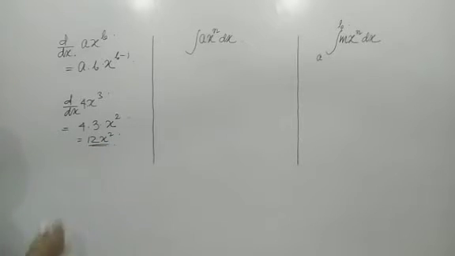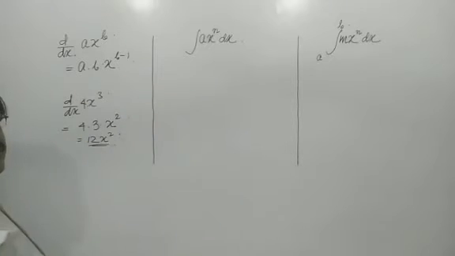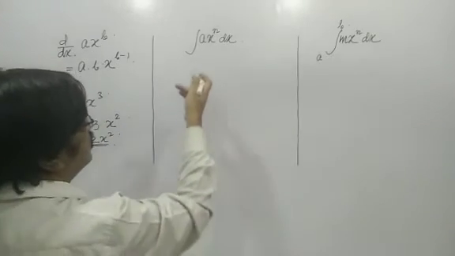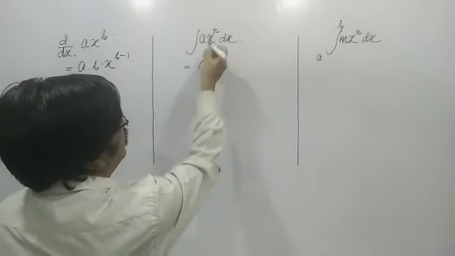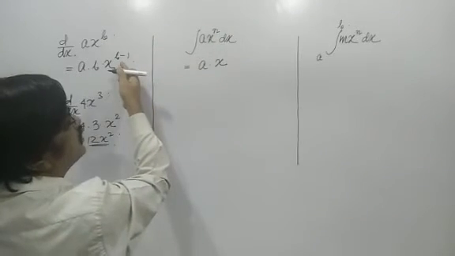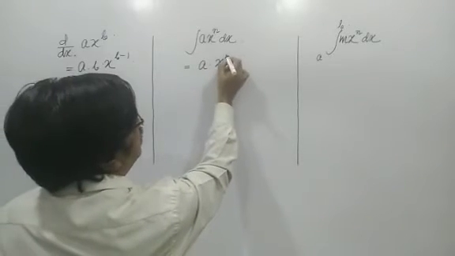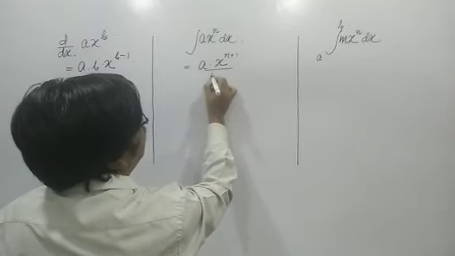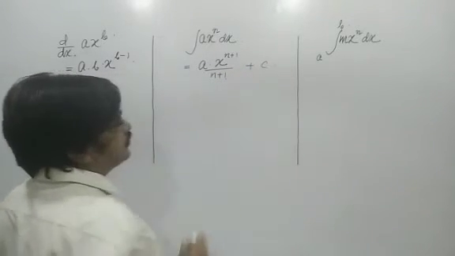Very simple. Now this can be assumed as the reverse process of differentiation, that is integration. It is also very simple. Here a into x to the power n, the power reduces by 1 in differentiation, so here the power must be increased by 1. It will be a·x^(n+1)/(n+1), and here a constant is to be placed, c.